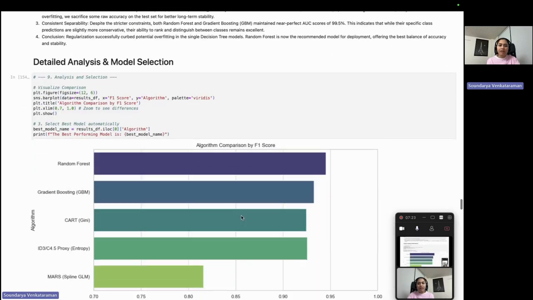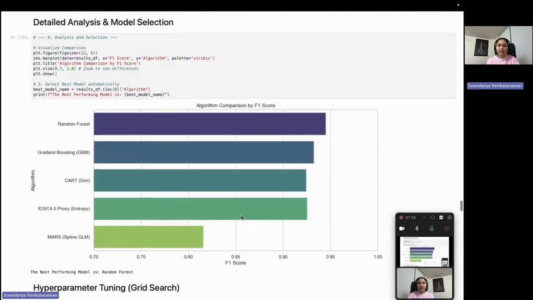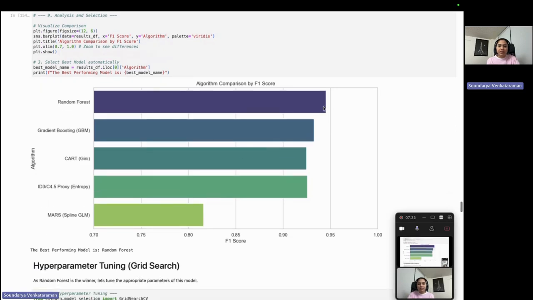And after some analysis, we could see the visualization where the random forest looks like the best model, followed by the other algorithms. So the best performing model is the random forest. Now Jayanta will continue from here.